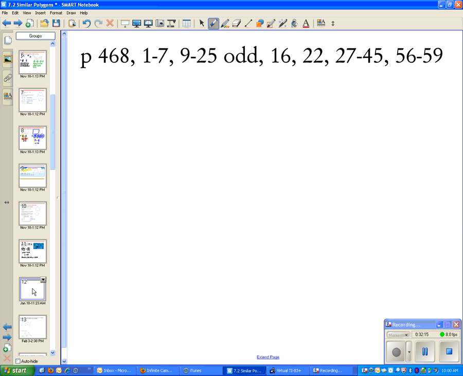Here's your assignment. On page 468, do 1 through 7, 9 through 25 odd, 16 and 22, so you got to go back and pick up two even ones, 27 through 45, and 56 through 59.